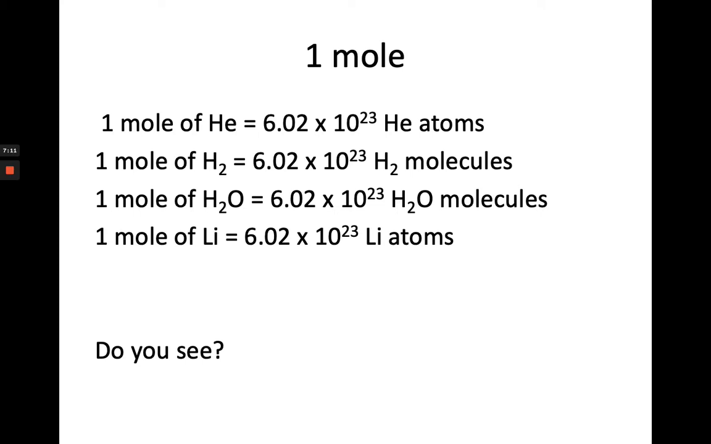If I were to say to you, I have 1 mole of helium, that would mean I have 6.02 times 10 to the 23rd helium atoms. If I were to say to you, I have 1 mole of hydrogen, and hydrogen is diatomic, that would mean I have 6.02 times 10 to the 23rd H2 molecules, okay? If I were to say I have a mole of H2O, of water, that would mean I have 6.02 times 10 to the 23rd H2O molecules. If I had 1 mole of lithium, that would mean I have 6.02 times 10 to the 23rd lithium atoms. Now, if I had 1 mole of donuts, that would mean I have 6.02 times 10 to the 23rd donuts, but we would be drowning in donuts. These things are much smaller amounts. And so do you see how that works?